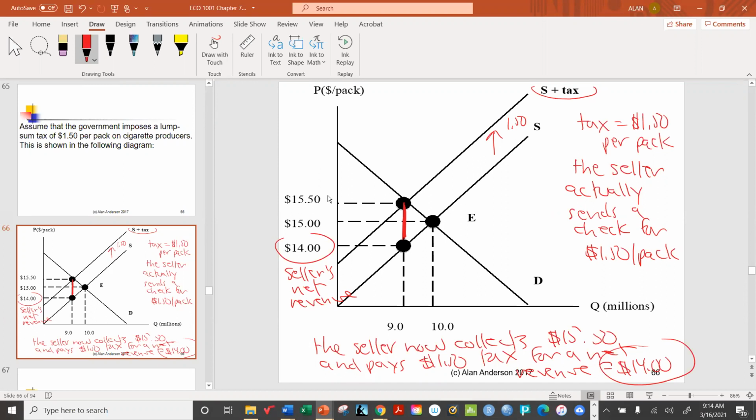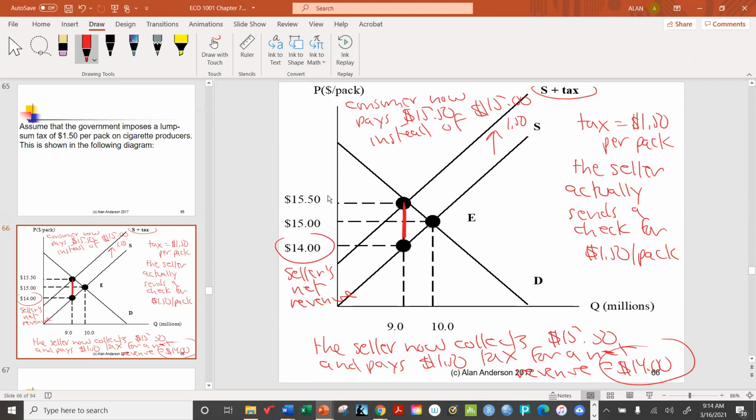And you can also tell that the consumer side is easy. The consumer now pays $15.50 instead of $15. So clearly they're paying 50 cents out of the $1.50 tax. So the bottom line is that the tax is split. $1 is being paid by the seller and 50 cents is paid by the consumer.